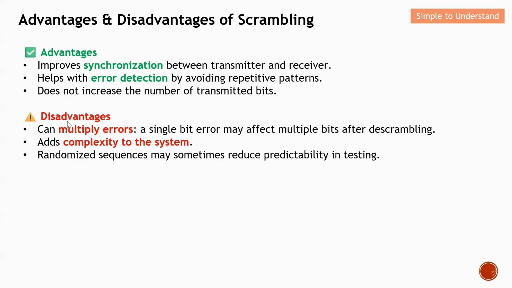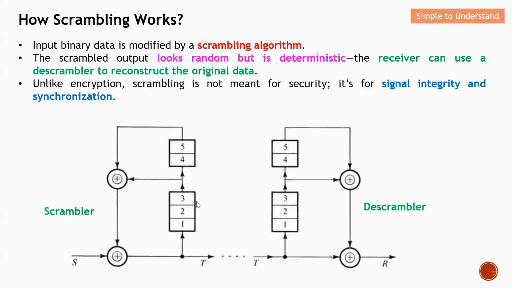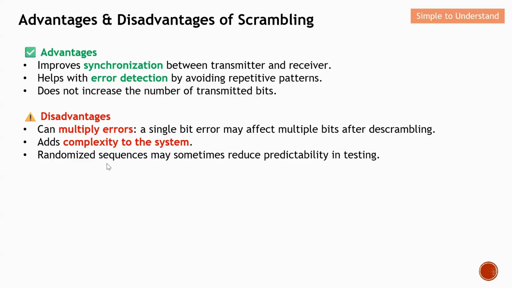Coming to the disadvantages, the error can be multiplied. A single bit error may affect multiple bits after descrambling. Next, it adds some form of complexity to the system, as you can see from here. Basically, you add this scrambler and also a descrambler at the receiver side, so they add some complexity to the system. Next, a randomized sequence may sometimes reduce predictability in testing.